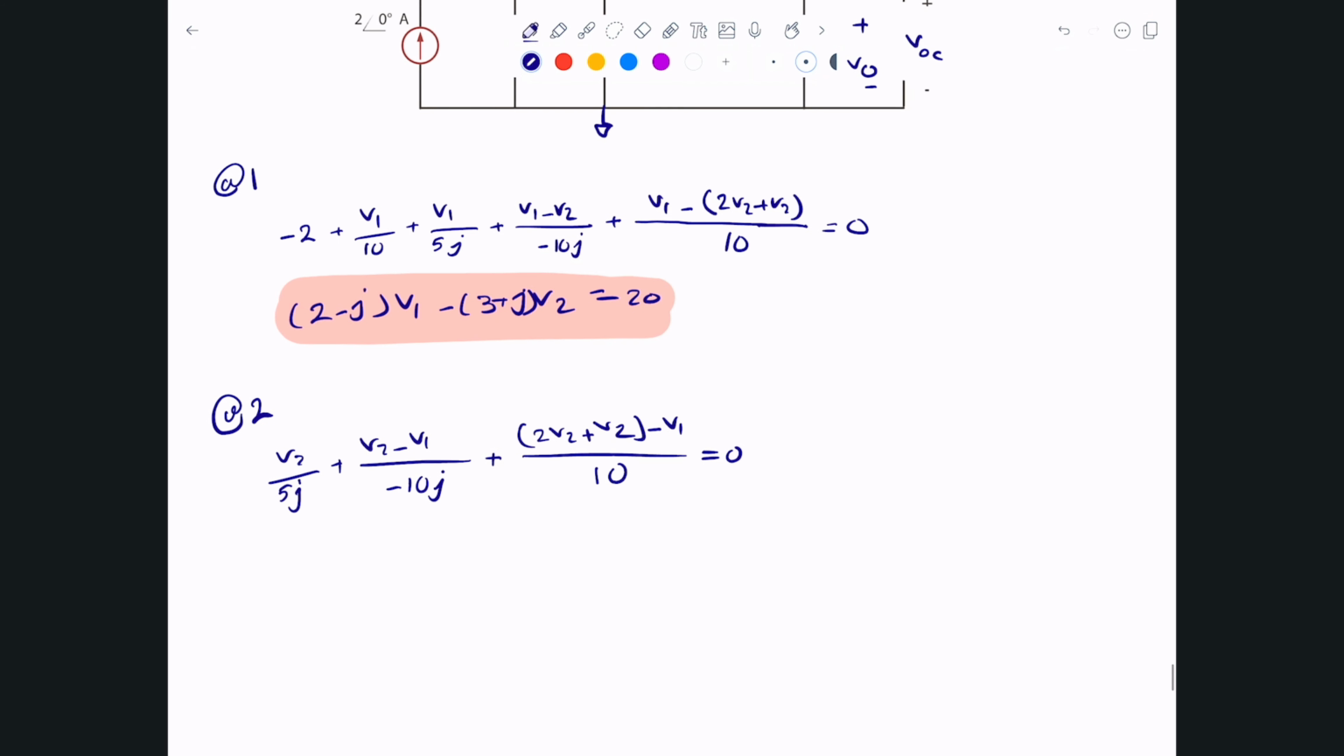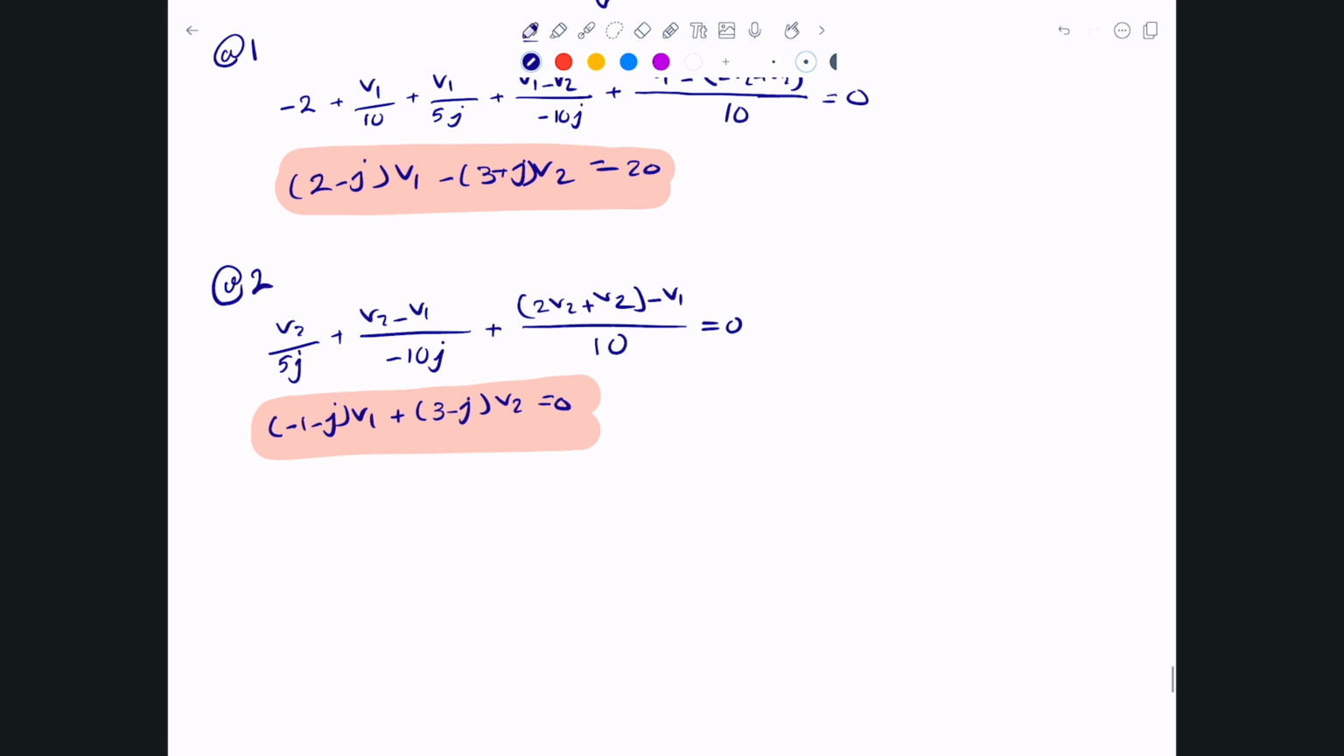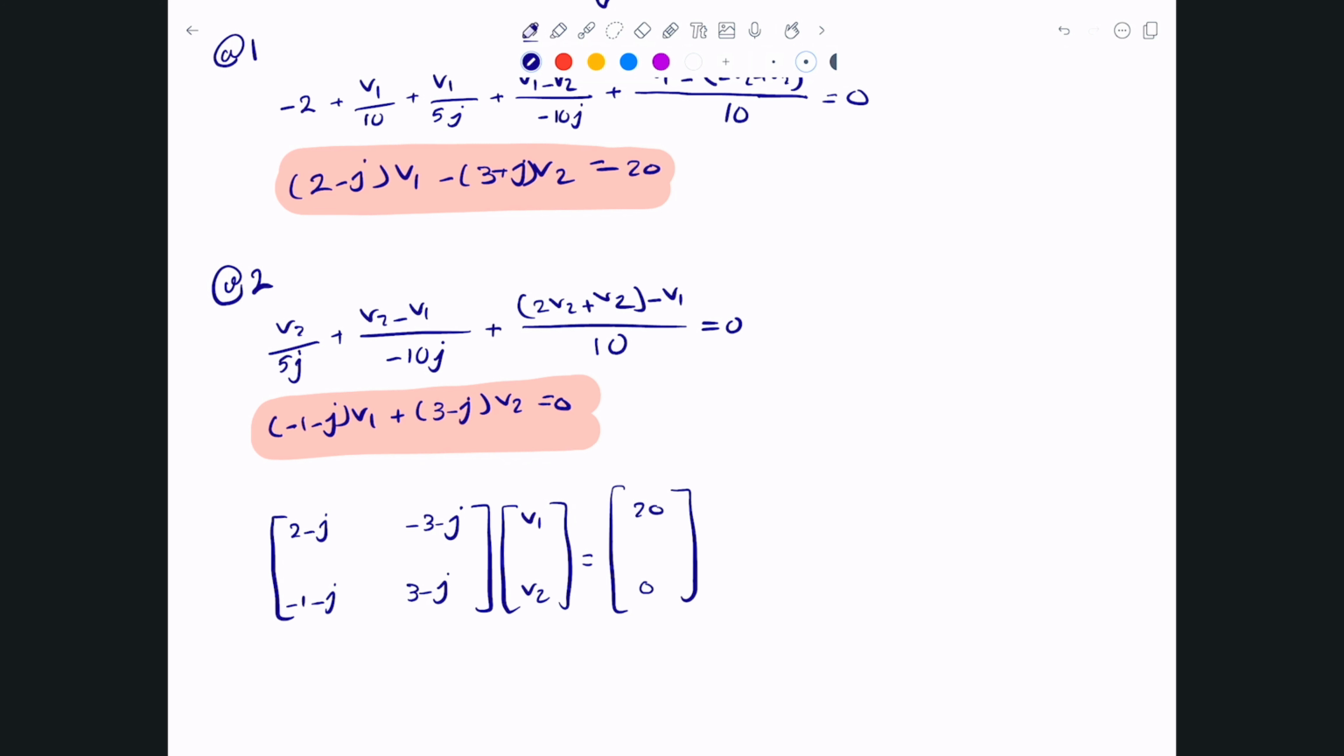So we do the algebra here to separate V1 and V2, and what we end up with is the following: (-1 - j) V1 plus (3 minus j) V2 equals 0. So this is the second equation for the 2 unknowns. Now we write them in matrix format: [2 minus j, -3 - j; -1 - j, 3 minus j] times [V1, V2] equals [20, 0]. And using Python or MATLAB or any calculator, you should be able to come up with a solution.